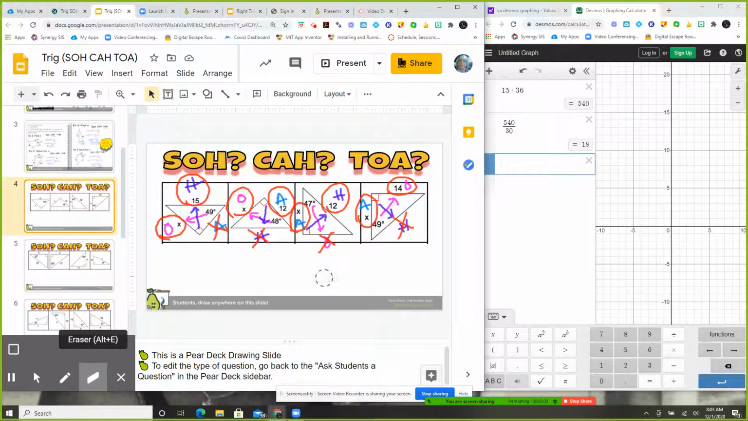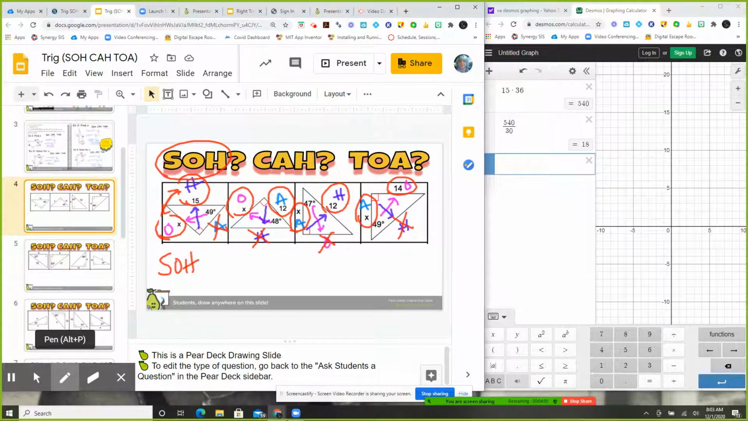So if I'm thinking about whether I'm going to use sine, cosine, or tangent, if I have O and H, I'm going to use sine. So that's going to be a sine function. Here I have O and A, so that's going to be tangent.